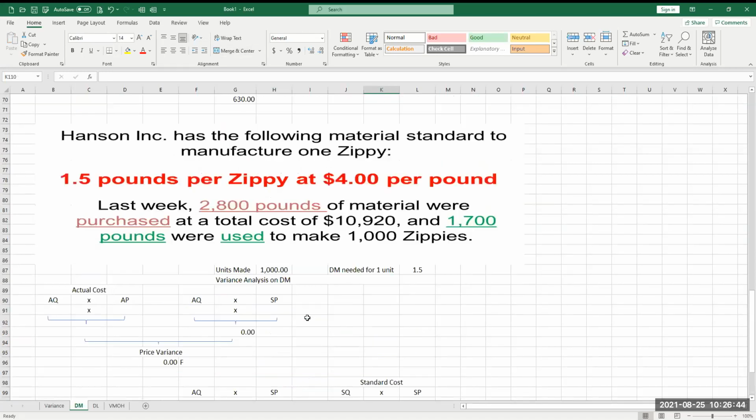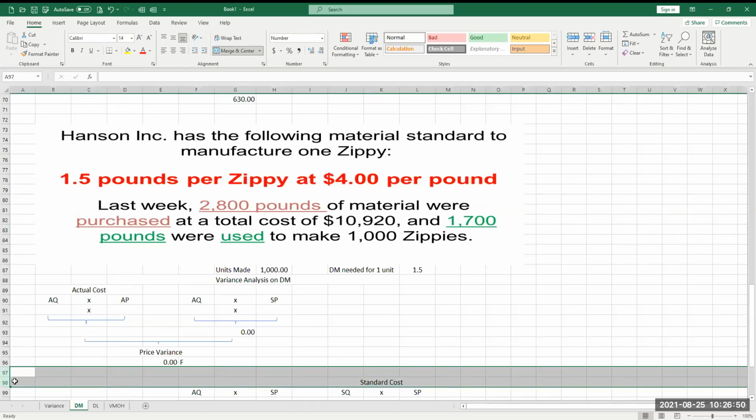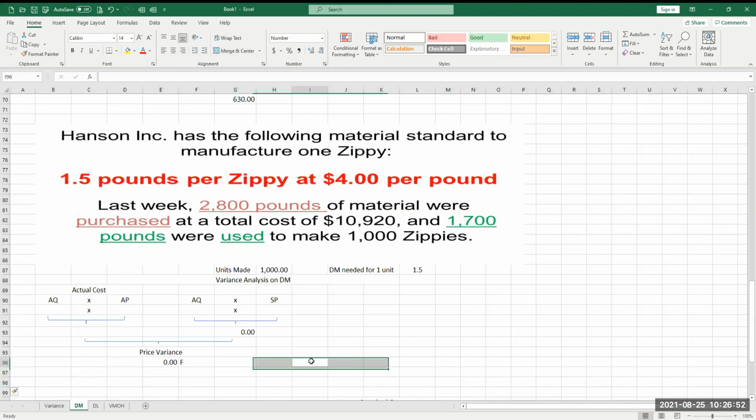This one is better. Now, what do we have to do? We're going to do it in 2 stages here. In the first stage, we're going to deal with the material which we purchase. So we can have responsibility for the purchase managers first. So first, we're going to find the price variance.